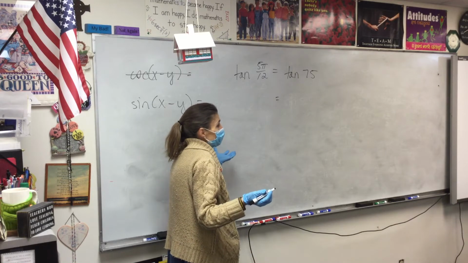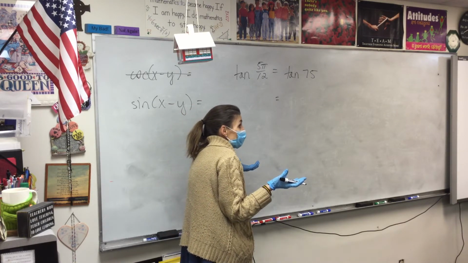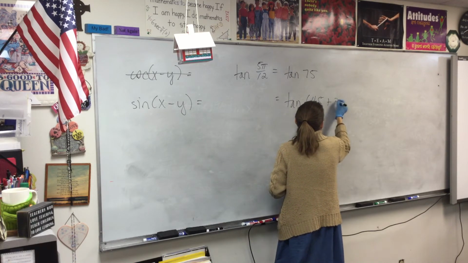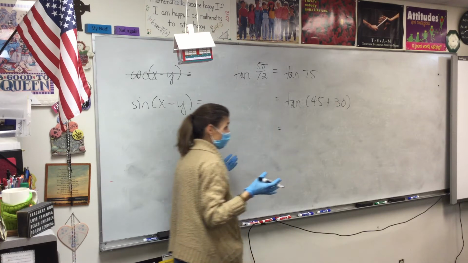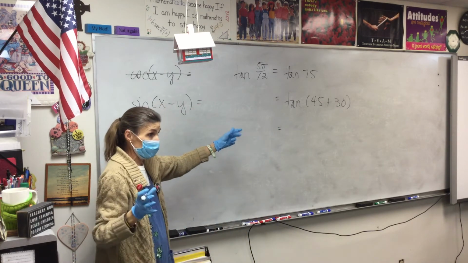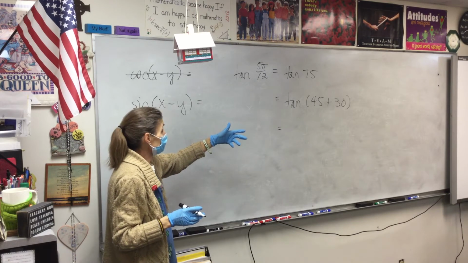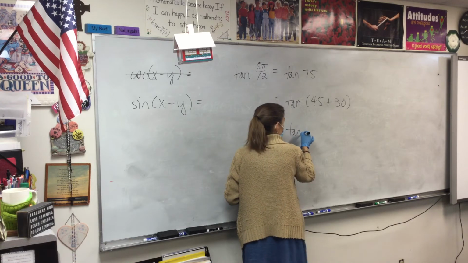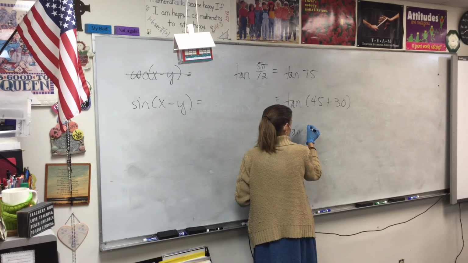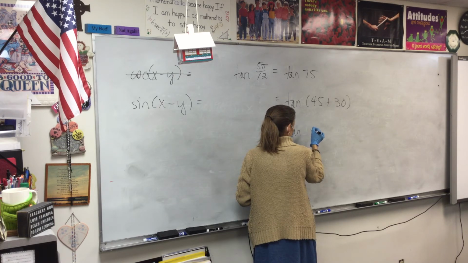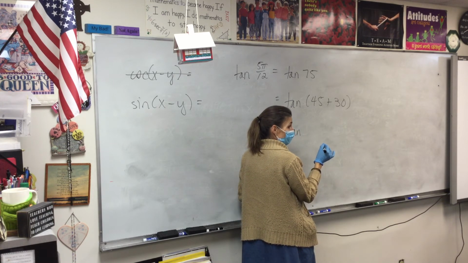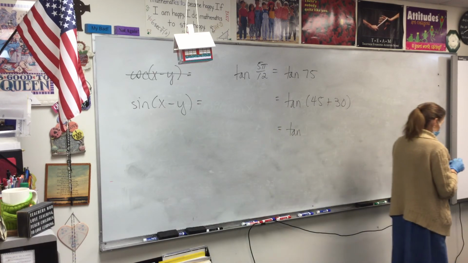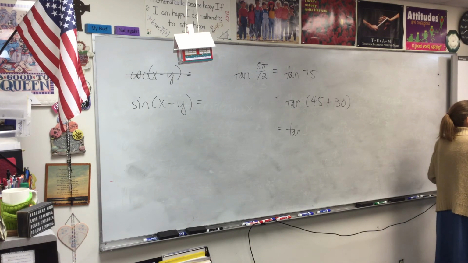Now that's doable. Tangent 75, I'll break 75 into, that makes perfectly good sense to me, 45 and 30. And then I've got to do my formula. Remember, we don't just distribute, we've got a big formula for this. So the tangent of 2 angles added together, that is the tangent formula. Tan 45 plus tan 30. Right. Okay, well then we'll work on this Monday.